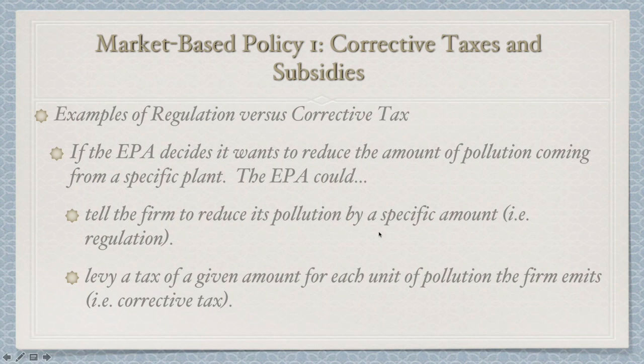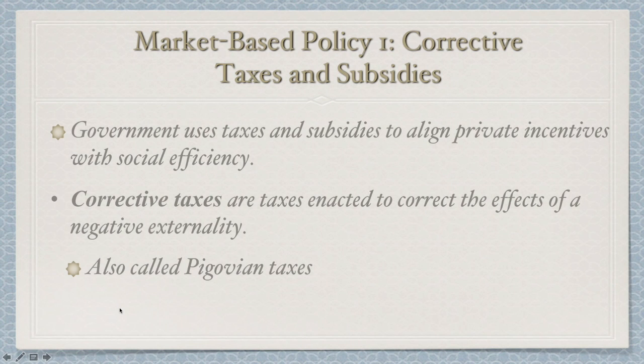Now, market-based incentives take a couple of different varieties. The government can try to use a regulation limiting the amount of pollution. Another way the government can engage, though, is through what's called a corrective tax. Corrective taxes are used to eliminate the problems of negative externalities.